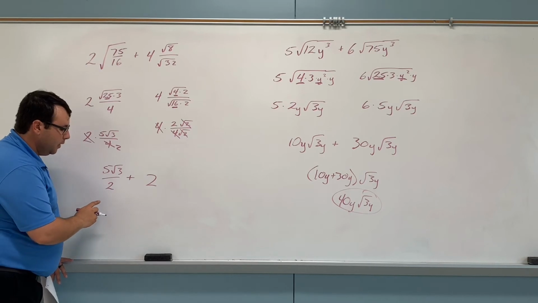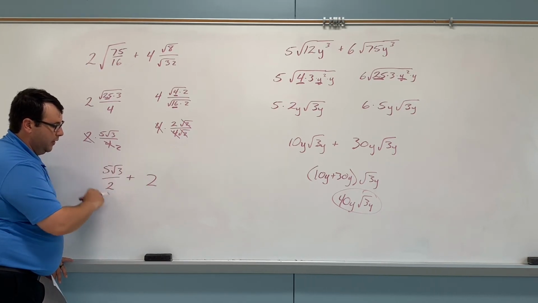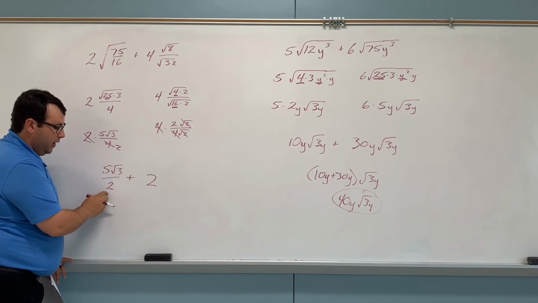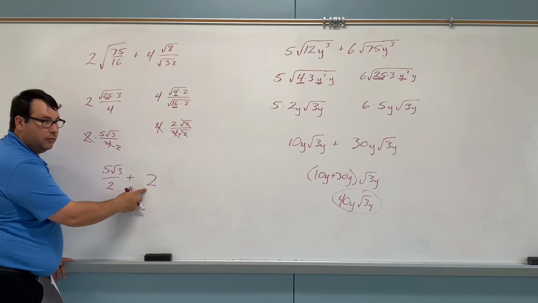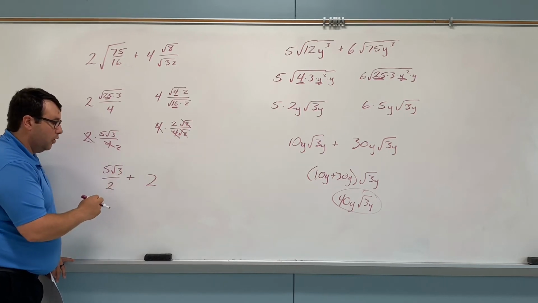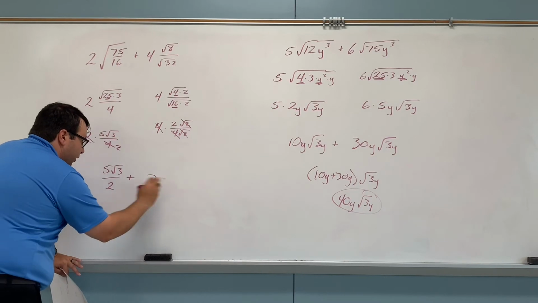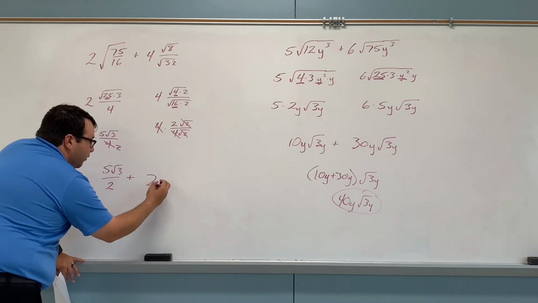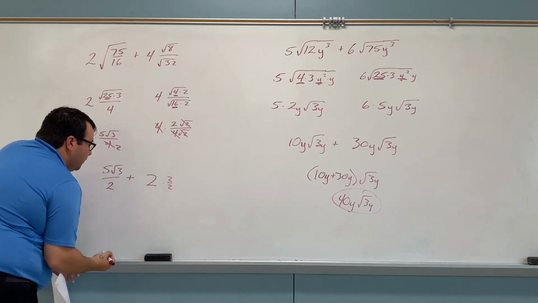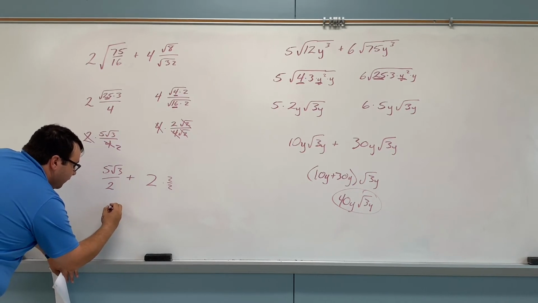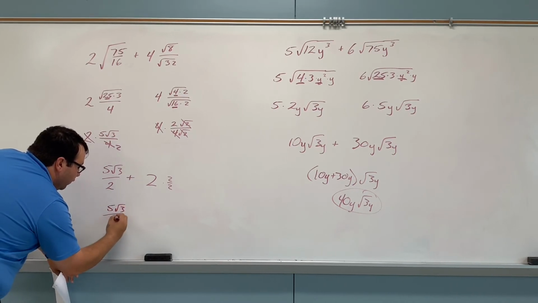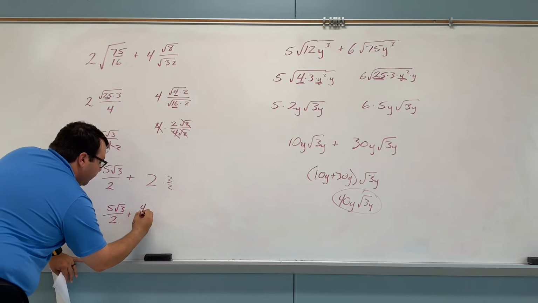However, because we're looking at simplifying everything here, do we have common denominators? The answer is no currently. So I'm going to go ahead and combine this into a single fraction. I have to multiply this by 2 over 2. And so that will be 5 radical 3 over 2 plus 4 over 2.